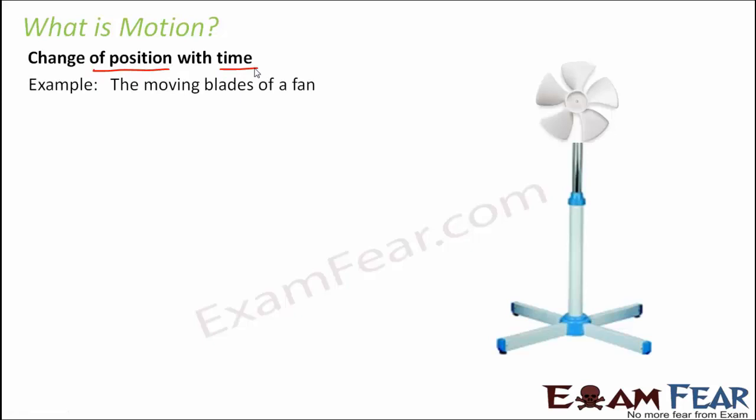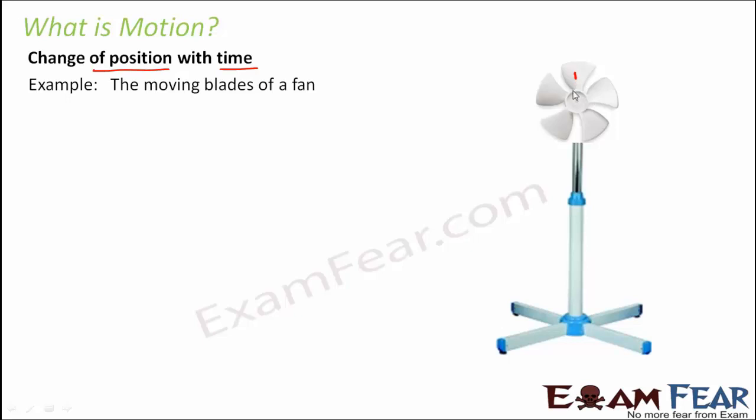Take the example of the fan. When you switch on the fan, what happens? It makes you feel cool. Why does that happen? Because the blades of the fan are continuously moving. If you look at this picture right now, what is the position? Let's number the blades. This is blade number 1, this is blade number 2, this is 3, this is 4, and this is 5. These are the 5 blades of this fan.